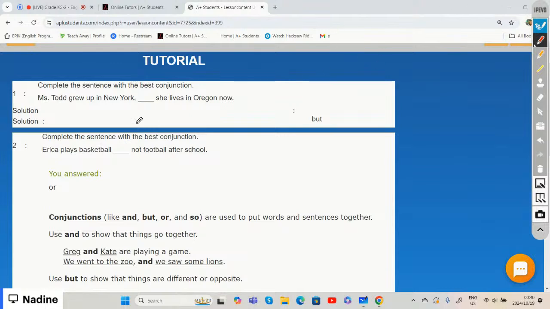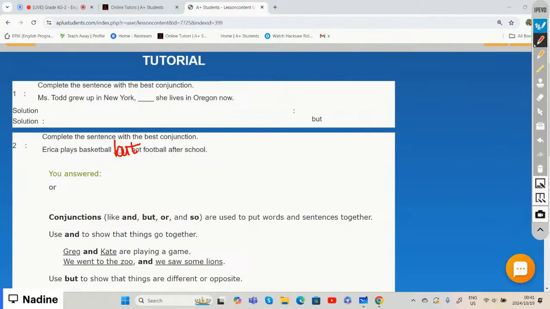And before we finish off, it says Erica plays basketball, not football after school. So we can say that she plays basketball, but not football.